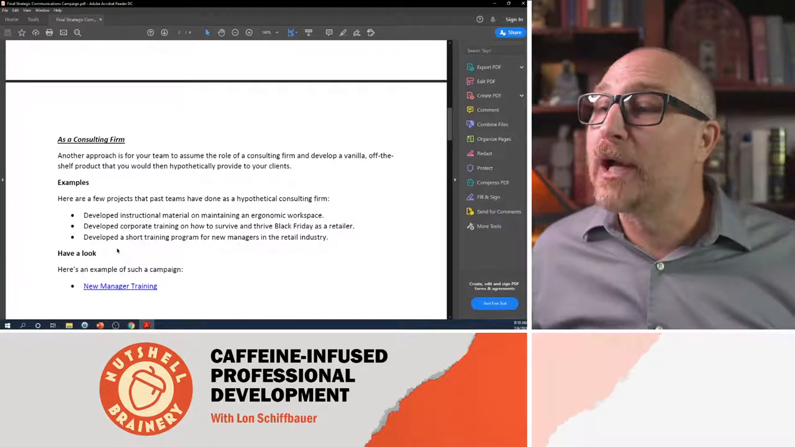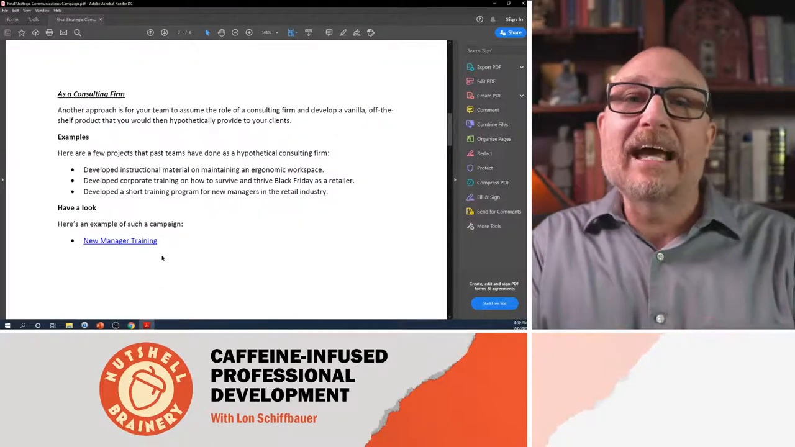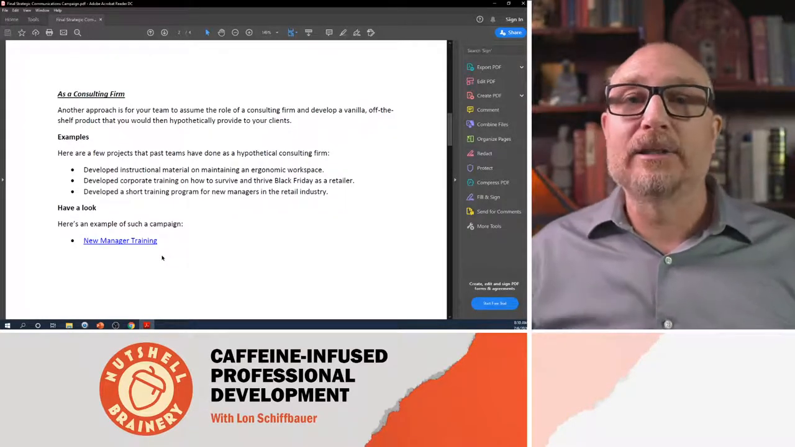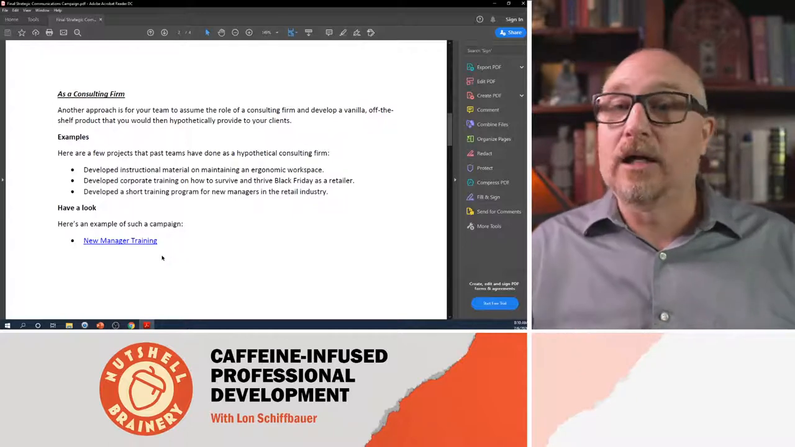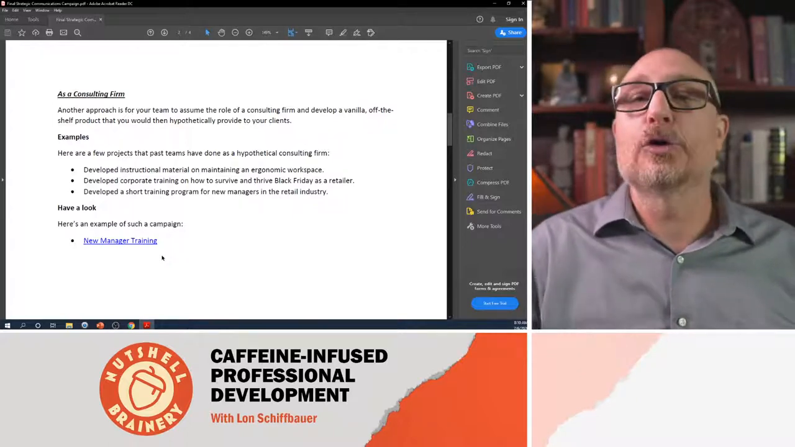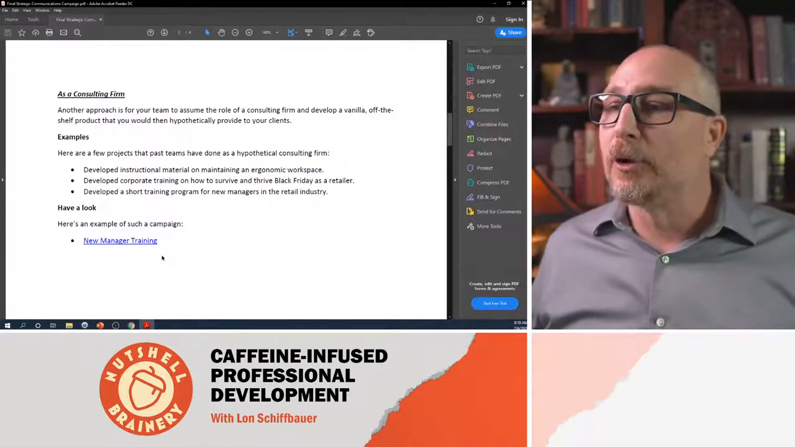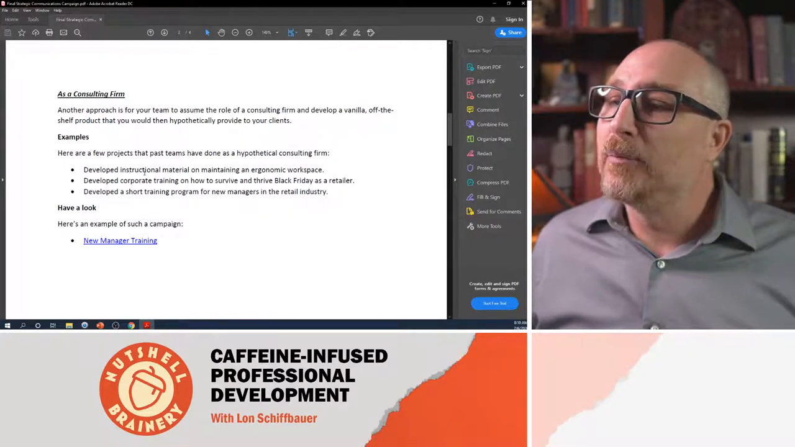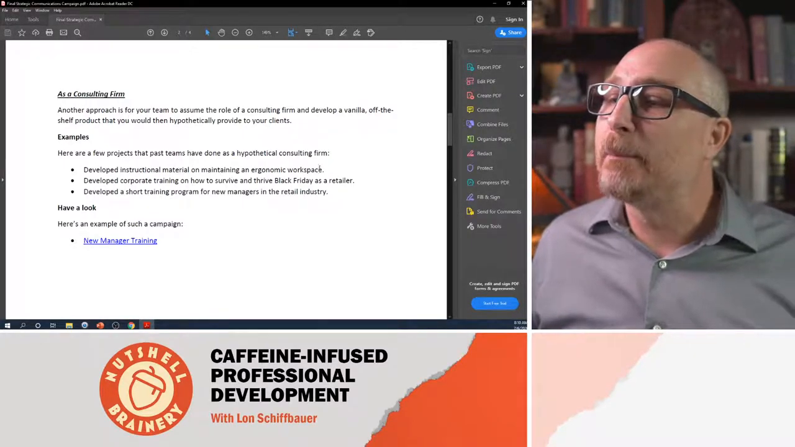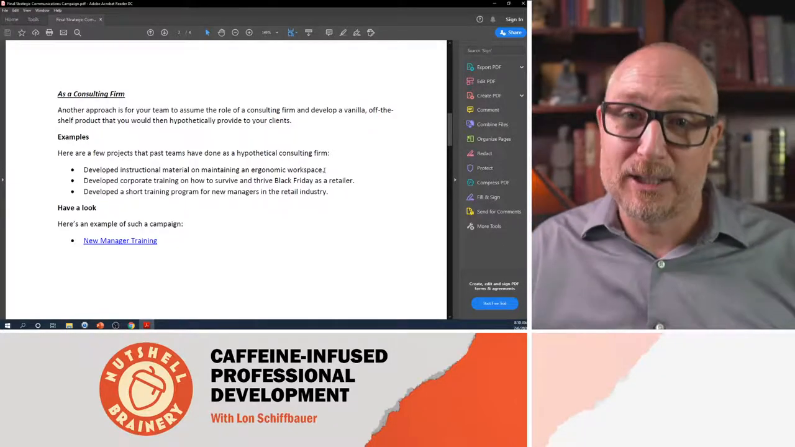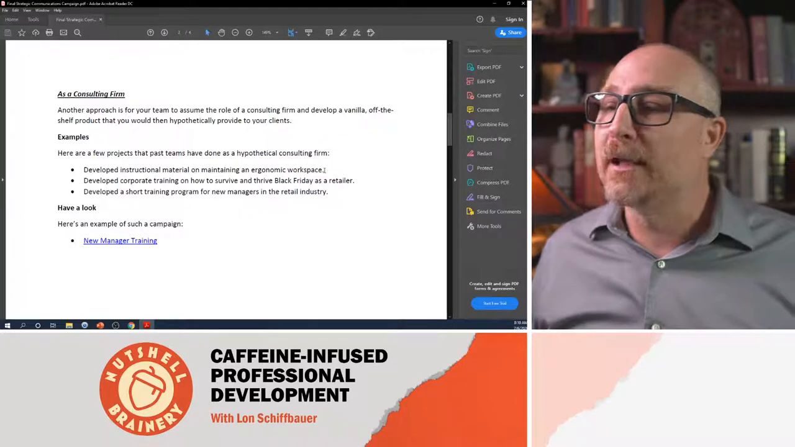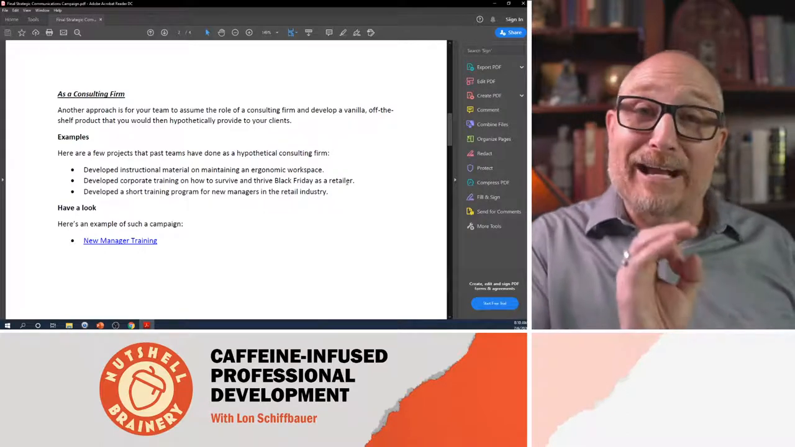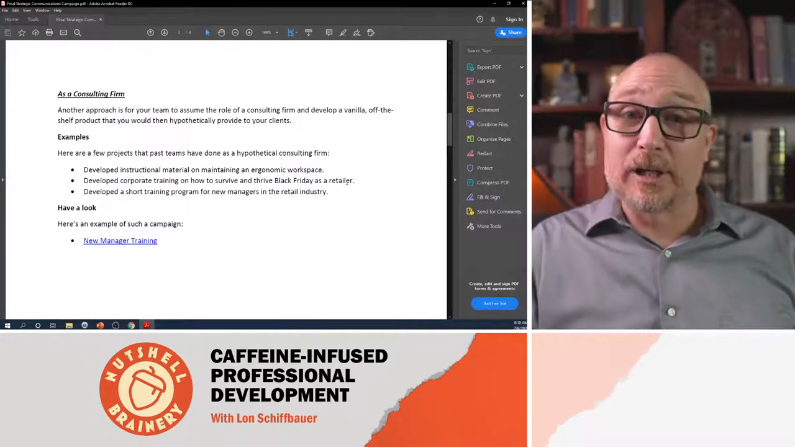Okay, now another way you can do this is you can pretend that you are a consulting firm, okay? And what you are basically doing is putting together a vanilla off-the-shelf product that you could provide to a company. So let's say, for example, that the company needed instructional material on maintaining an ergonomic workspace. That's what one group did. Developed corporate training on how to survive Black Friday as an employee. That's what another group did.